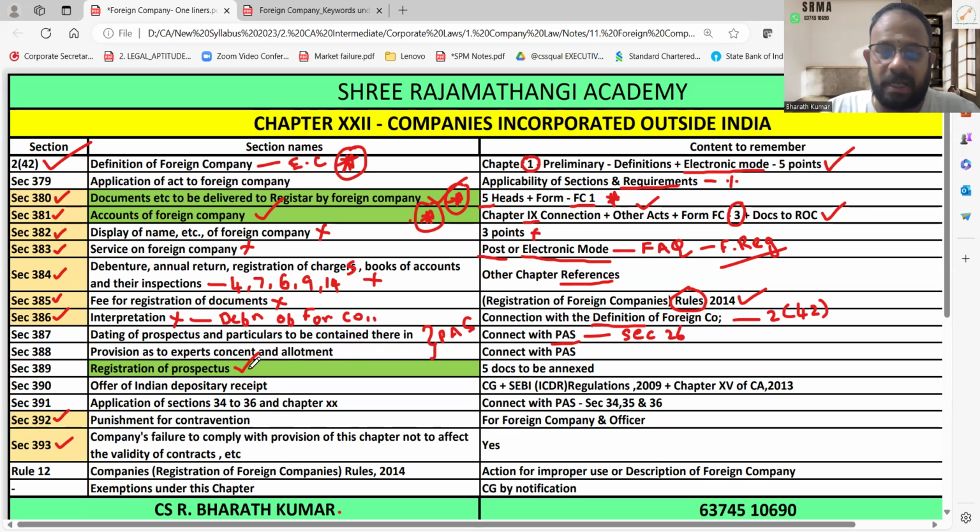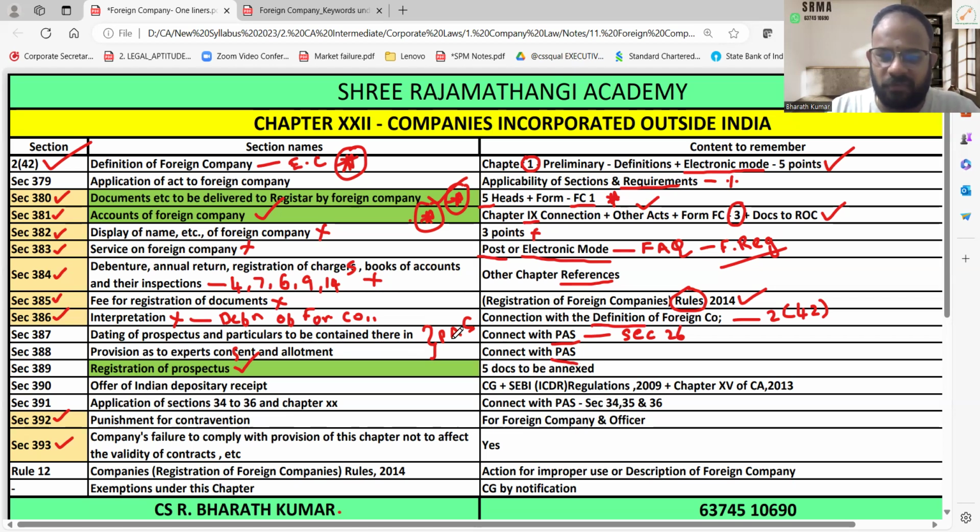Provision as to the experts' consent and allotment. When you are talking about the experts' consent and allotment, you will again connect with prospectus and allotment of securities. Again, we studied there fully. I am not going to take it fully. Why I am not taking it fully? Because already it is there. You would have taken the notes also. I am giving emphasis on that. So in 2 places that will come.